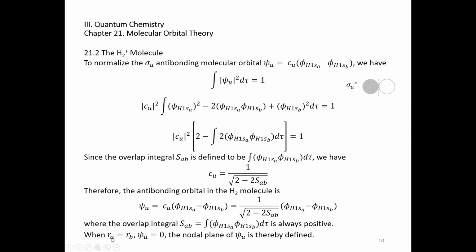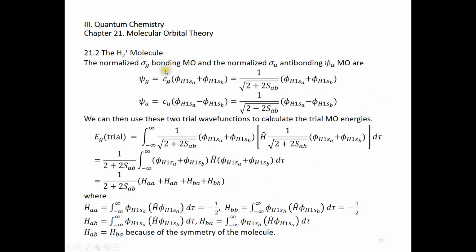Now, if we set r_a equals r_b, this wave function becomes 0. Because when r_a is equal to r_b, we have these two wave functions with the same value, so they cancel, and this side is 0 in the middle. The nodal plane of this antibonding orbital is defined this way. When this is 0, we have a nodal plane, and the nodal plane is right here in the middle between the two nuclei, right in the middle.